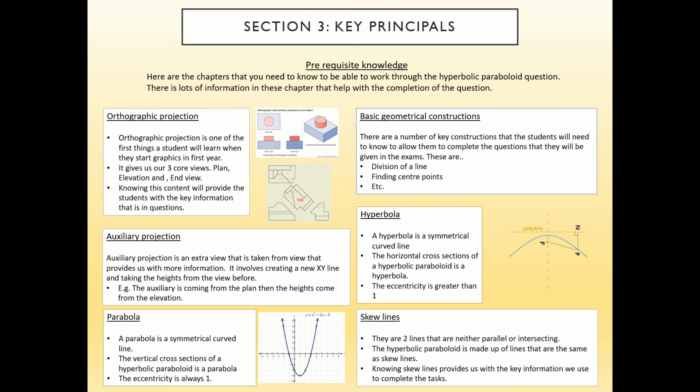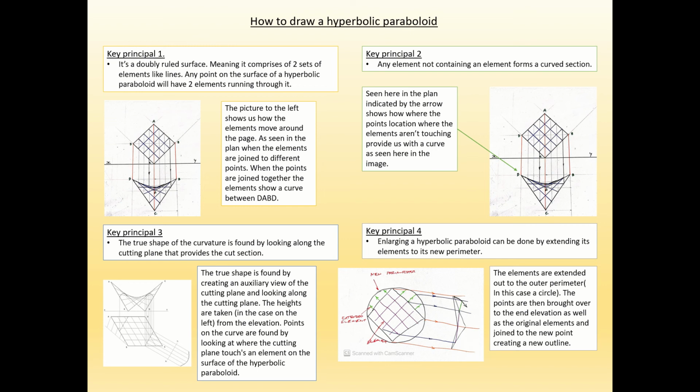Then the key principles. Firstly, I looked at some of the key prerequisite knowledge that they might have needed. So we have orthographic projection, some basic geometric constructions, hyperbola, auxiliary projection, parabola, and speed lines. They're all the main things that students would have needed to know and have a good understanding of before they would go into this year's topic.